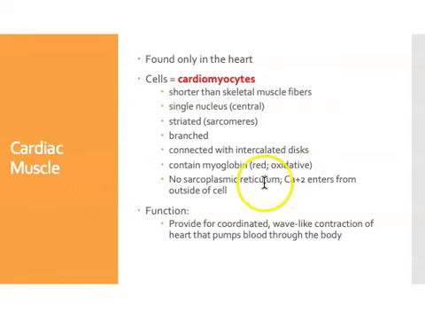No sarcoplasmic reticulum. These cells are so much smaller than skeletal muscle fibers that there's really no need for a central storage organelle for calcium. Instead, when it's time for contraction, calcium gets pumped in across the sarcolemma. Calcium gets pumped in across the membrane from the outside of the cell. The cell is small enough that that works.